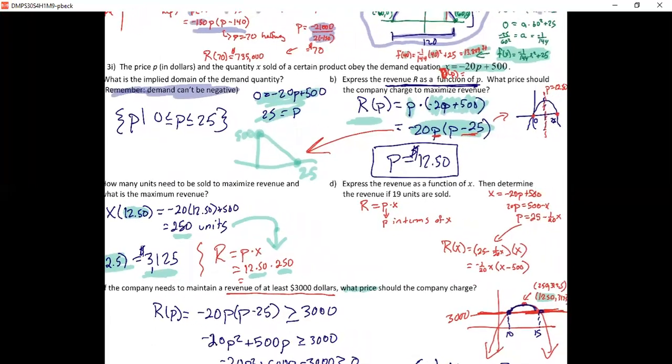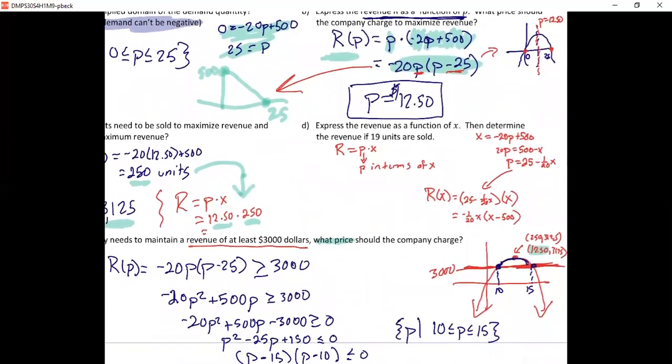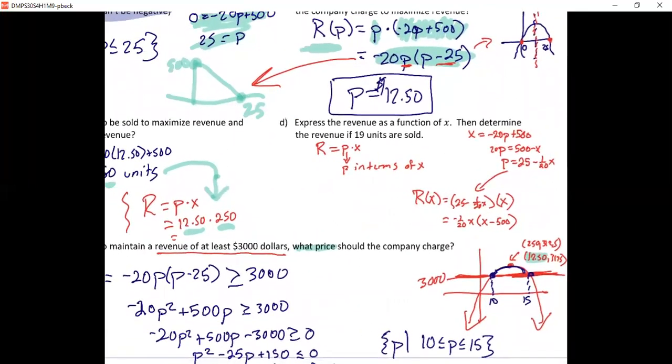This is the part of the problem where we get a little different. Where we get different is we need to express the revenue as a function of X. To express the revenue as a function of X, what I know is revenue is price times quantity. We have our demand in terms of price. So let's take our demand in terms of price and rewrite it, so our demand is in terms of quantity now. So this is now officially going to be D. I'm not sure why I keep putting R, it's not revenue. D of X is going to be 25 minus 1/20 of X.